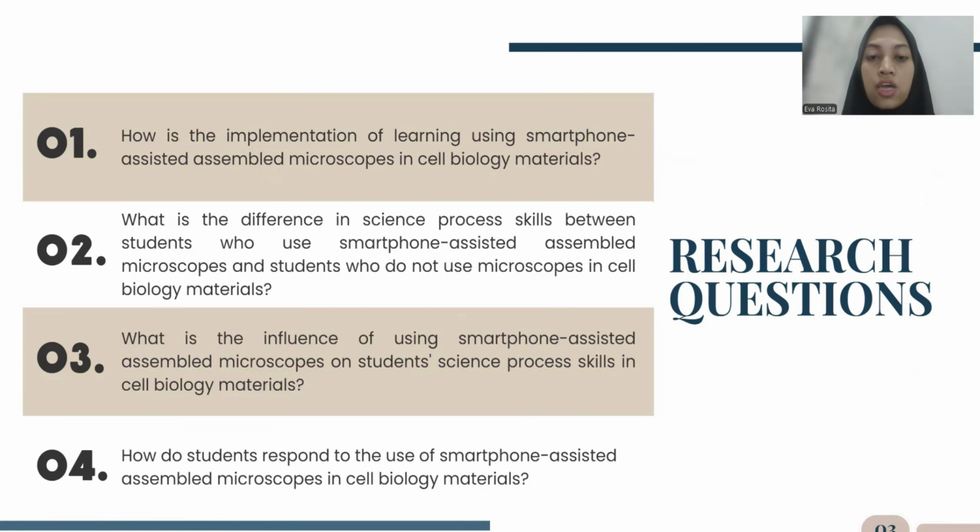Based on the background, I have formulated four research questions. First is, how is the implementation of learning using smartphone assisted assembled microscope in cell biology materials? Second, what is the difference in science process skills between students who use smartphone assisted assembled microscope and students who do not use microscopes in cell biology materials? Third, what is the influence of using smartphone assisted assembled microscope on students' science process skills in cell biology materials? Fourth, how do students respond to the use of smartphone assisted assembled microscope in cell biology materials?